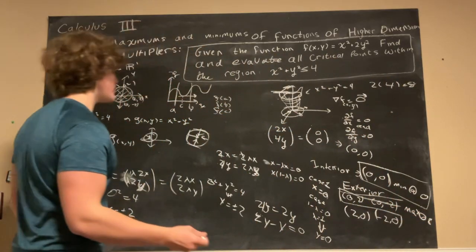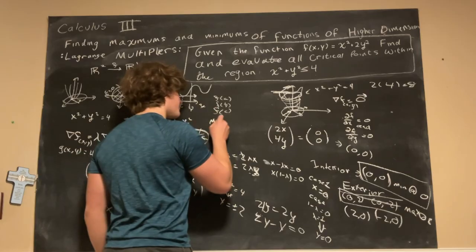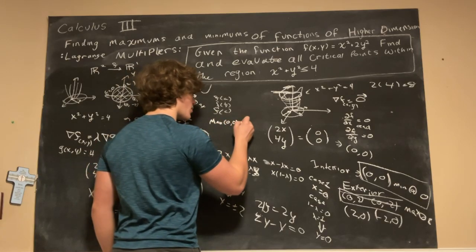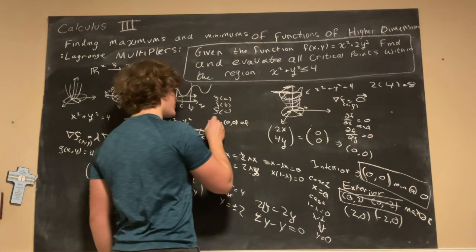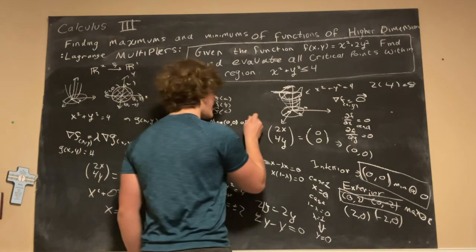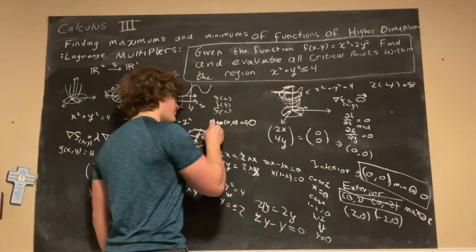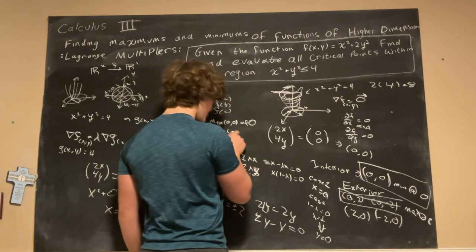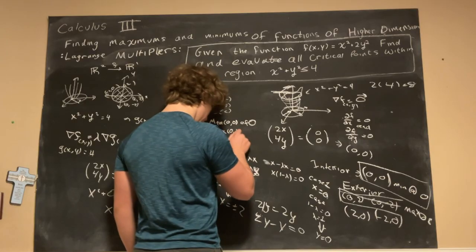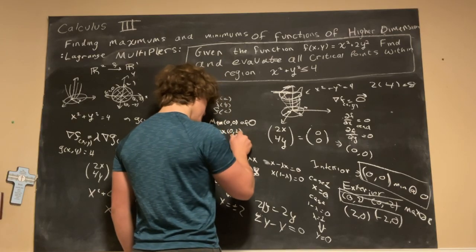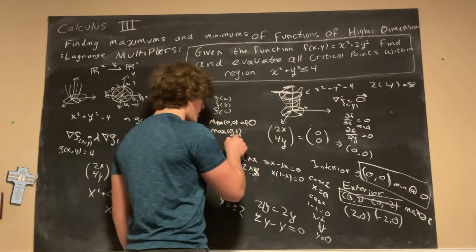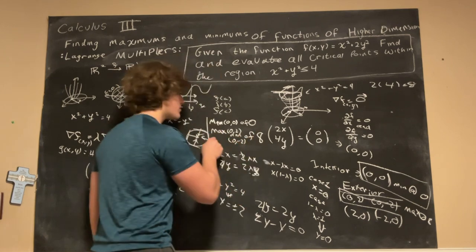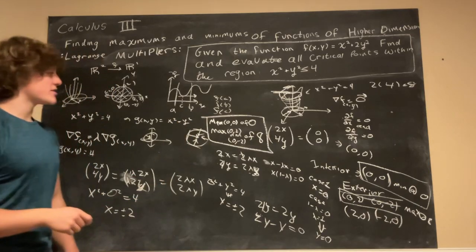So for our two answers, we have a minimum at 0, comma 0 of 0 and a maximum at 0, comma 2 and 0, comma negative 2 of 8. So this is our answer right here.